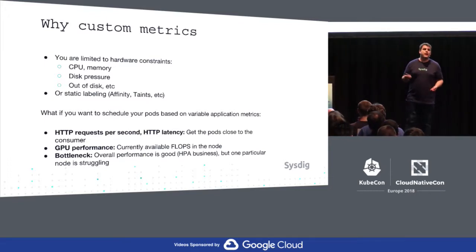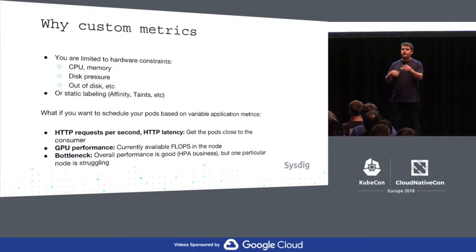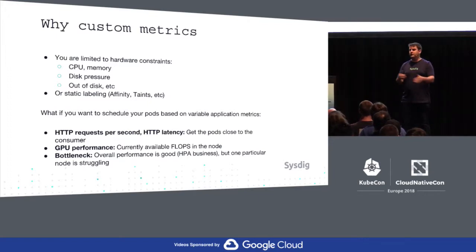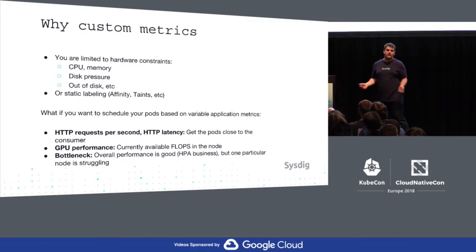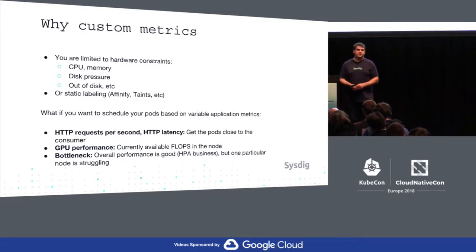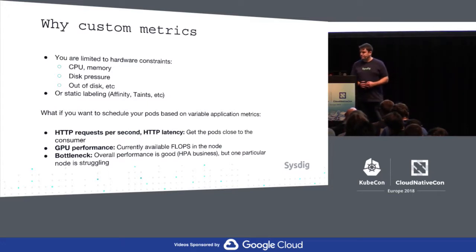Or you need to come up with a manual and explicit set of labels, affinities, anti-affinities, selectors, node selectors, which is basically a manual and a static thing. What if you want to schedule based on different metrics, like application metrics?